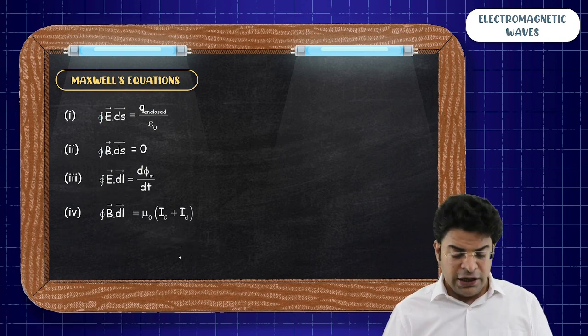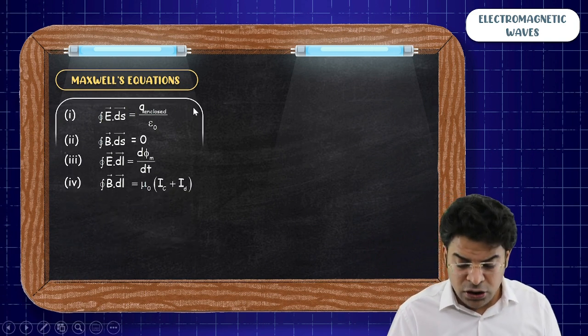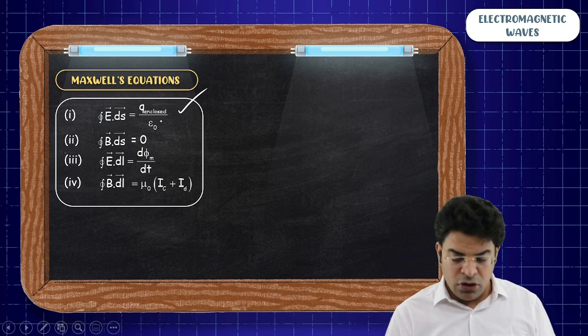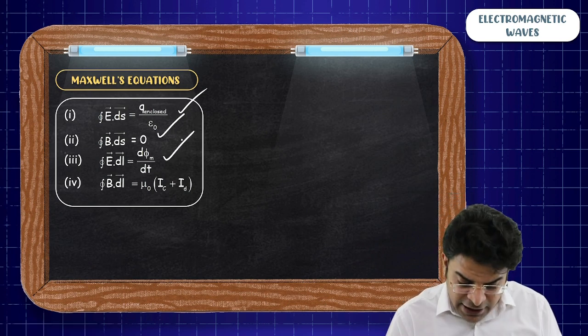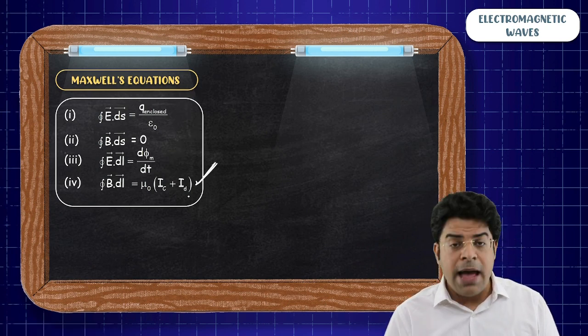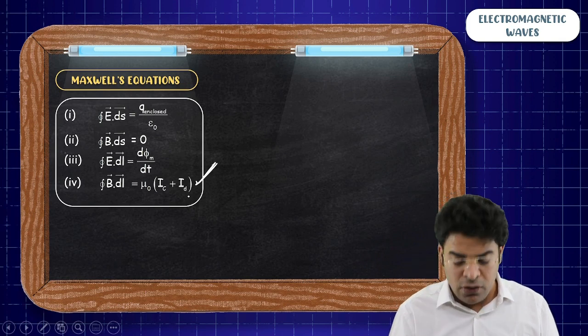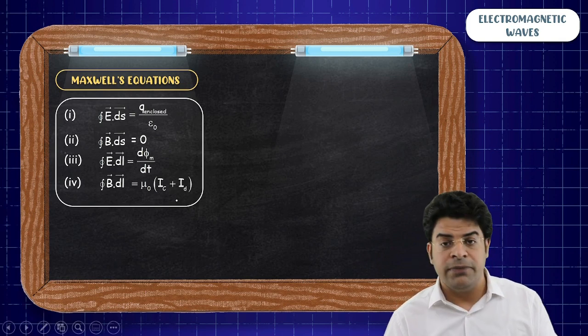Now these four equations, the Gauss law for electricity, the Gauss law for magnetism, Faraday's law and the Ampere-Maxwell circuital law, because Maxwell did the correction.